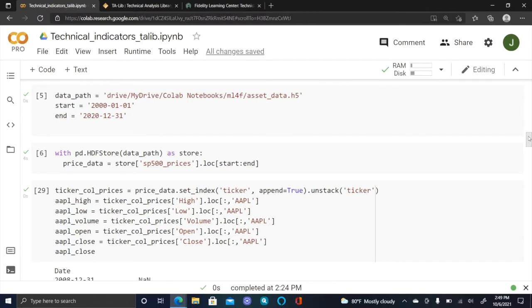Now hopefully you guys watched the video where we downloaded and saved all of our asset data, because we're going to be using that a lot, and I'm going to load the SP500 prices table from that H5 file. And I just want to talk about Apple today. So we've got Apple's high, low, open and close prices, as well as the volume.